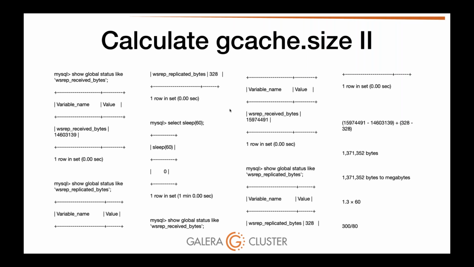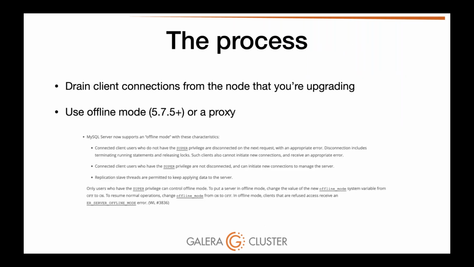You will notice that I didn't set any Gcache size, nor am I showing you how to do a calculation. I'm just giving you slides on it. The process is very simple. You should drain client connections from the node that you're upgrading, but you also have to ensure that no new connections come to said node.